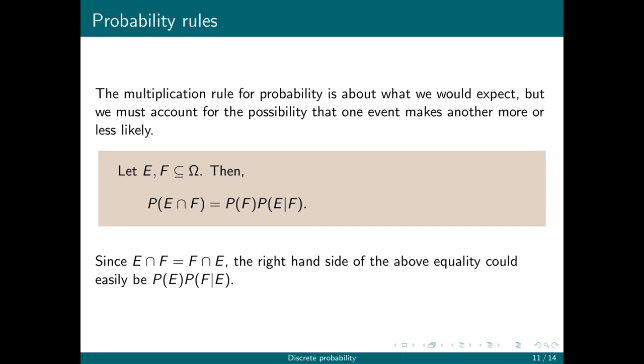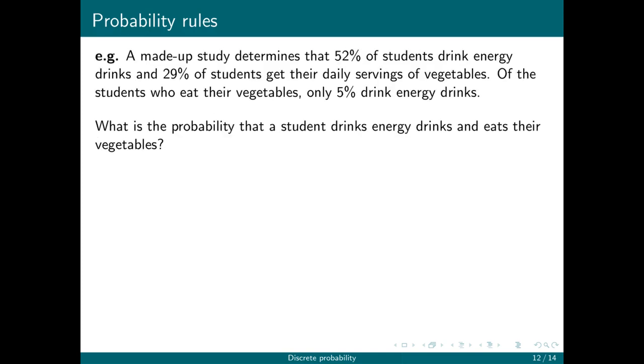Since E and F can be written as F and E, the right-hand side of that equality could have just as easily been P of E times P of F given E. It doesn't matter which we put, as long as we multiply by the given event. Let's do a few examples.